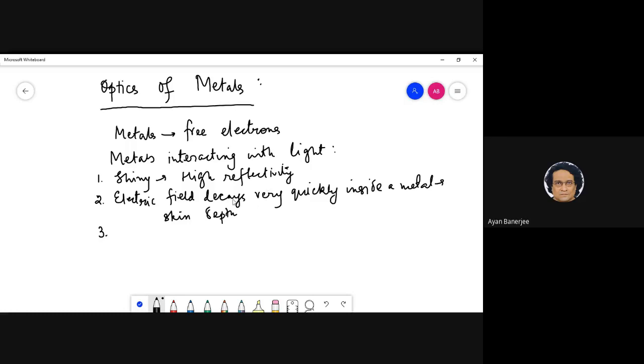Acha, so what is the direct consequence of number two? What is a direct consequence? The fact that the electric field decays very quickly inside a metal, skin depth. So what will be the straight consequence, now that you know Maxwell's equations, what do you think will be a consequence of this particular phenomena?